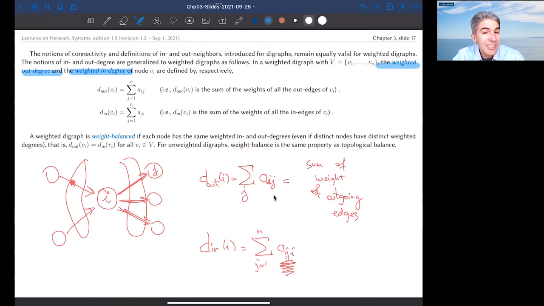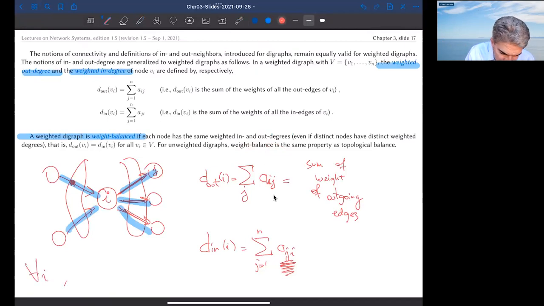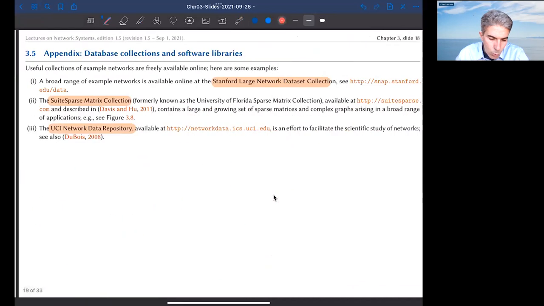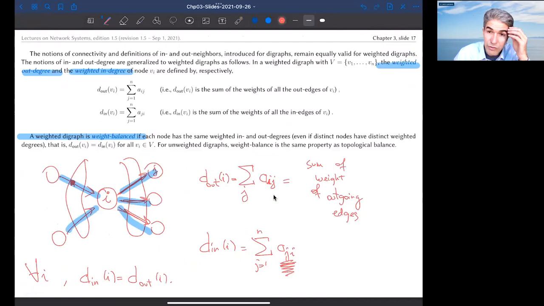Now they would become equal when all of the weights on the graph are equal to one. But weights in graphs typically are heterogeneous. And just like we did before, a weighted graph can be said to be weight balanced. A graph is weight balanced when, for each node, the sum of the incoming weights is equal to the sum of the outgoing weights. So in other words, for all nodes I, D in I is equal to D out I. So that's the property of regularity, of balanced. Same weight coming in is equal to the weight going out. All right, perfect. With this, this is the conclusion of chapter 3.